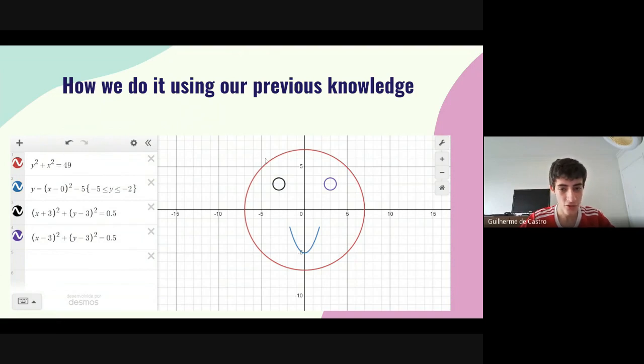And then we can create our other two smaller circles. Remember, this one is smaller than this one because our radius is much smaller. This one's radius is 7, and this one is the square root of 0.5. So that is for the red one and the purple one.